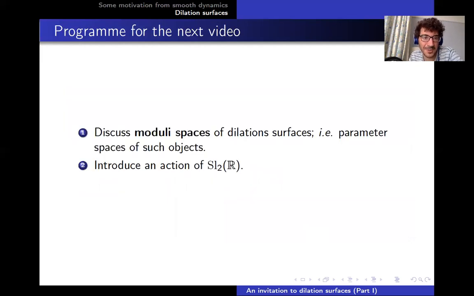Okay, so that's all for this first video. In the second one, we'll discuss parameter spaces, moduli spaces of such objects, and methods from SL2(R) actions and Teichmuller flows that can help make the link between the dynamics of those foliations and those moduli spaces.